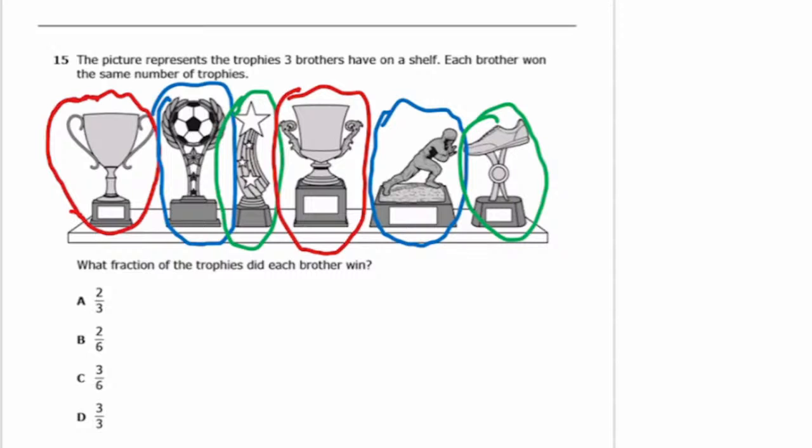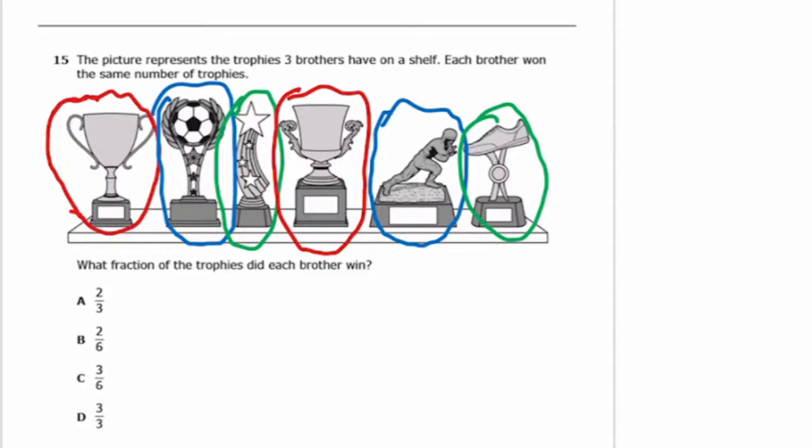So now what we've done is we have given each brother 2 trophies. Brother 1 has 2 trophies, so there's 2 red circles. Brother 2 has two trophies, so there's 2 blue circles. And brother 3 has 2 trophies, so there's 2 green circles. And now we can find the fraction. Since all of them have the same part and it's the same whole, the fraction for all of them is the same. So let's just calculate the fraction for the red for now.